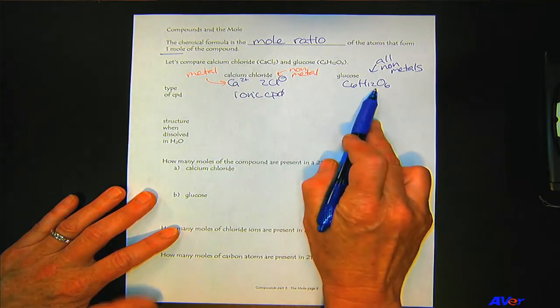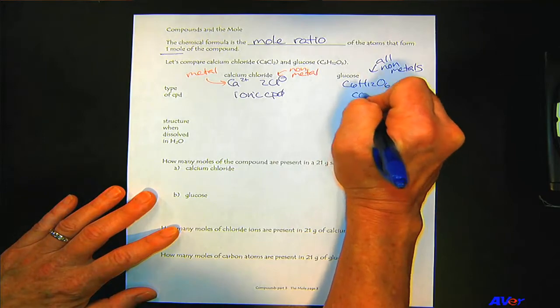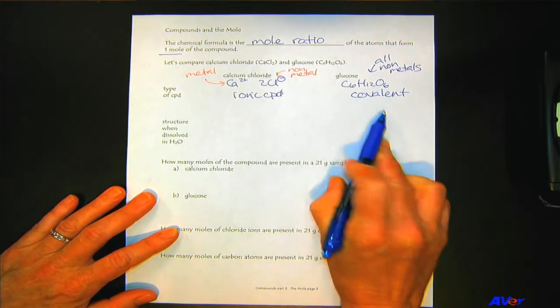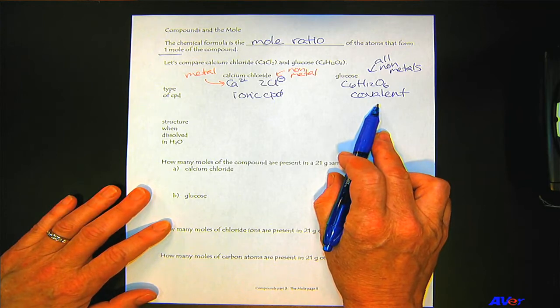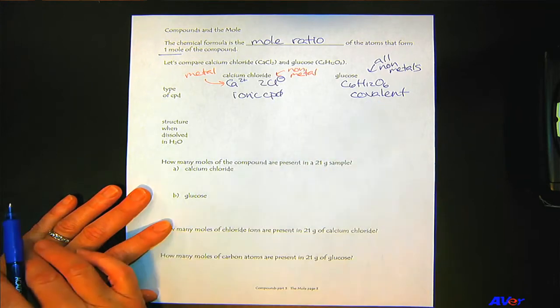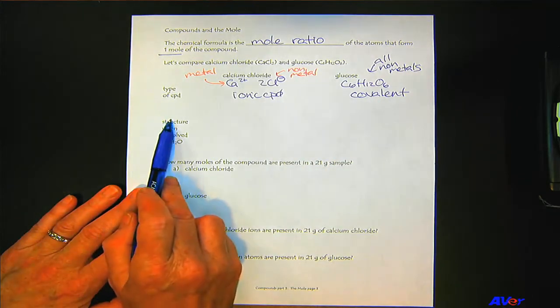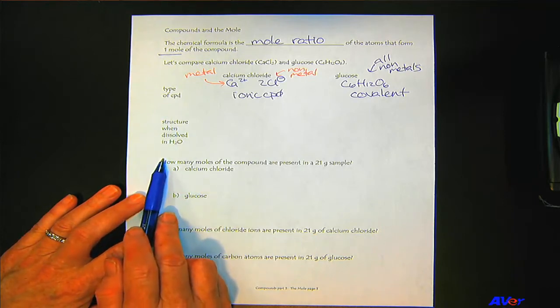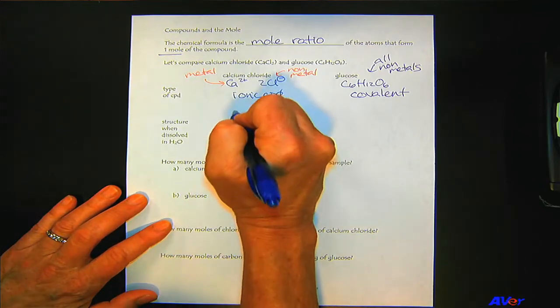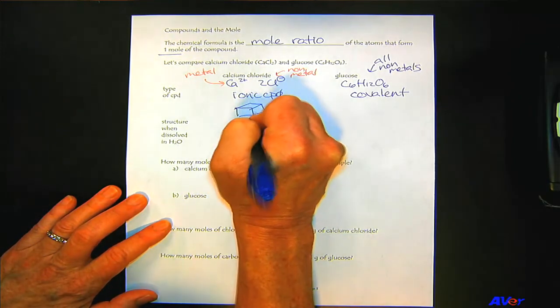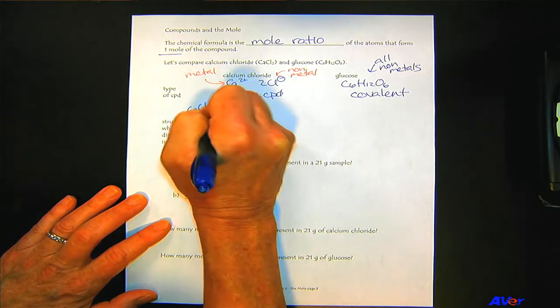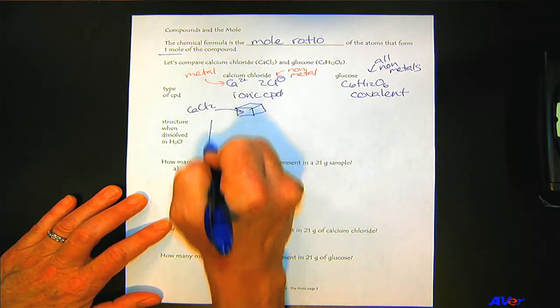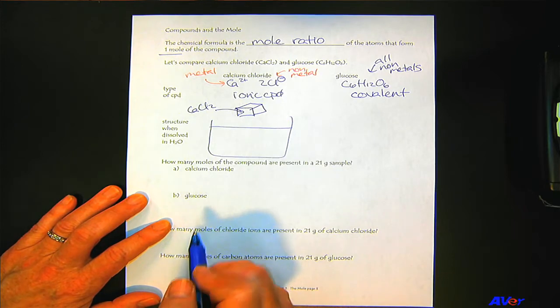And here with all nonmetals, this is going to be a covalent compound. So here all of the atoms will share. Now, this has a huge effect when we look at the structure of these compounds when we dissolve them in water, right? And we talked about that was another important way to think about the mole, right? Solution composition.